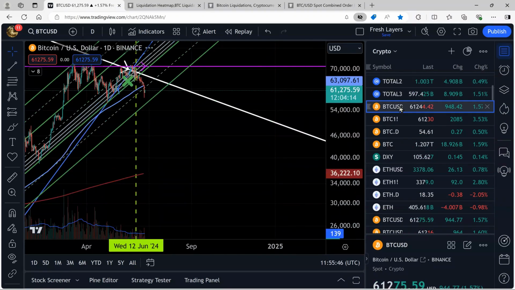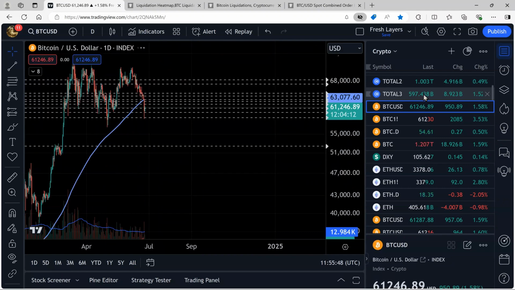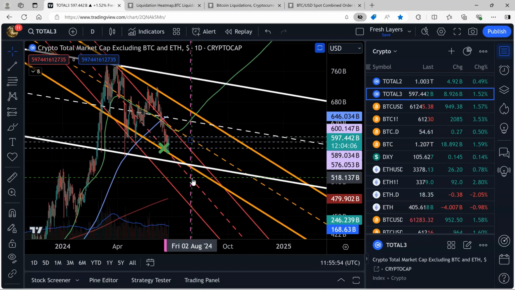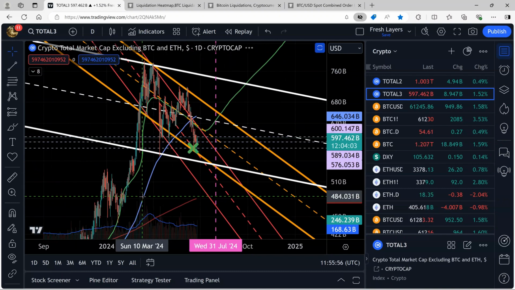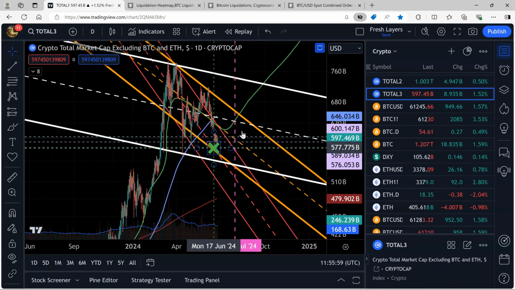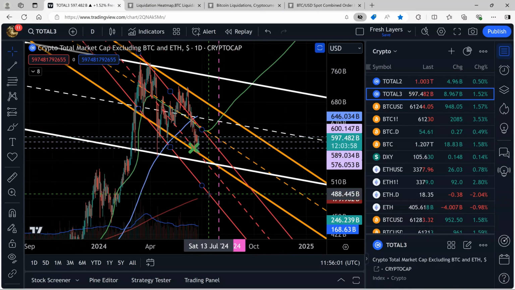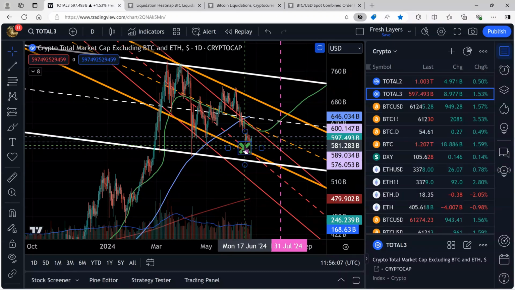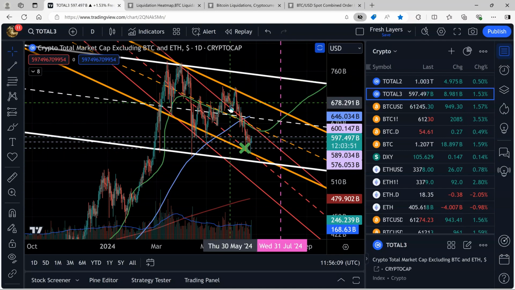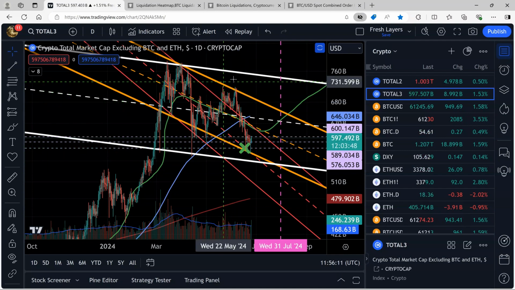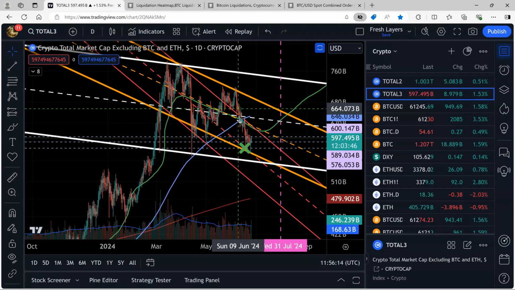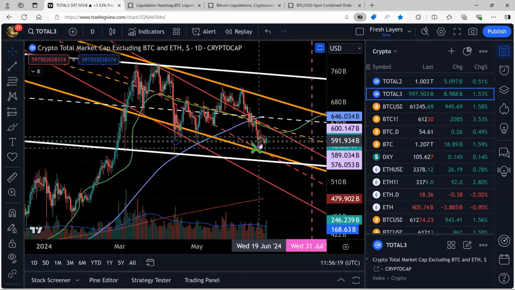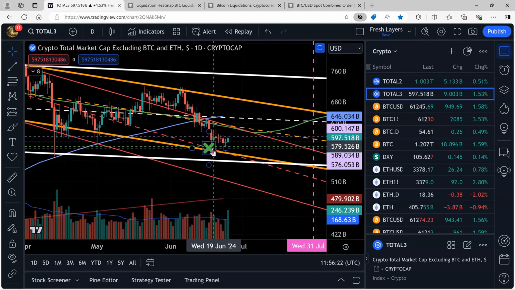So let's get back to this one. Total 3 is coming up, back up to 6. So see, none of this even really looks bad. We're just at the bottom of our consolidations. And I even had this here as a target that I made back here somewhere. Like we're probably going to get rejected off of this, come back down to the bottom of the channel here. And we hit it pretty much exactly, almost.